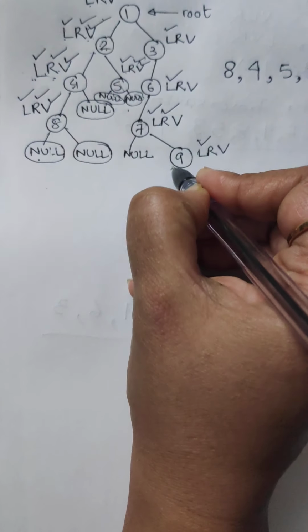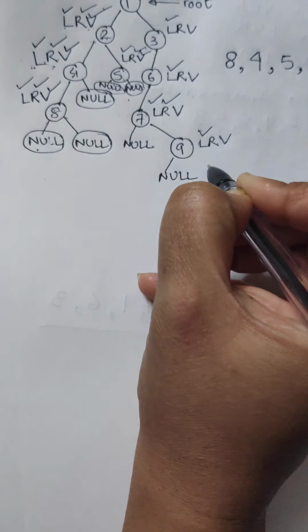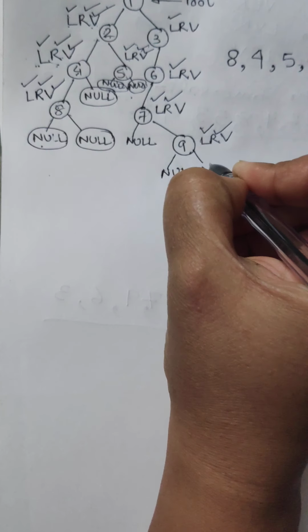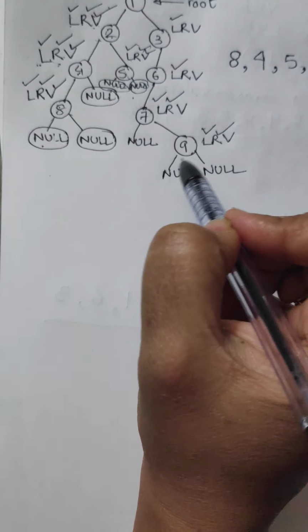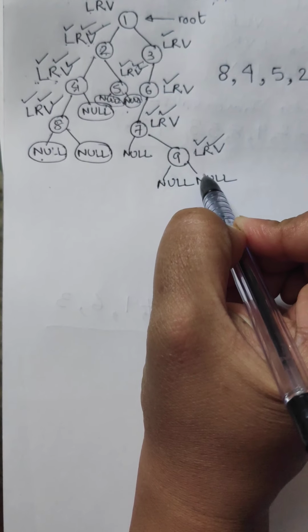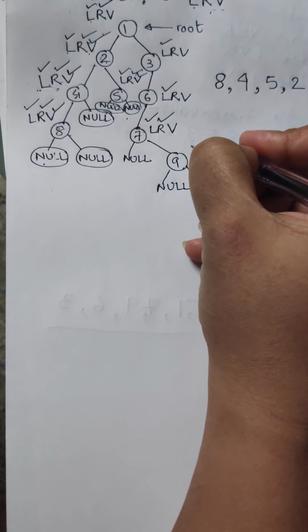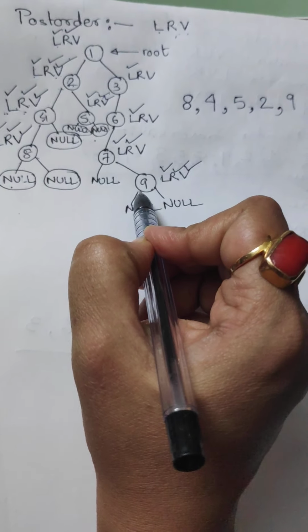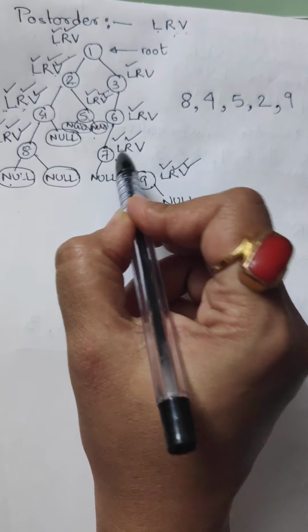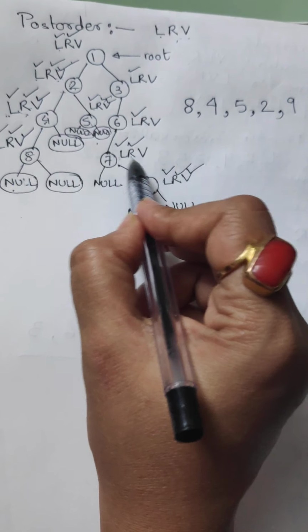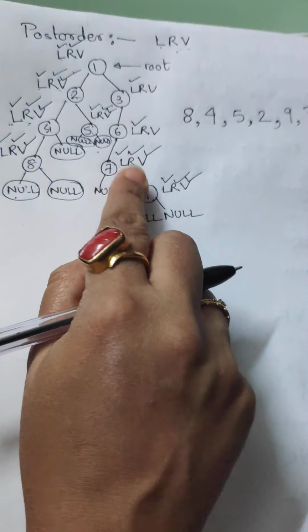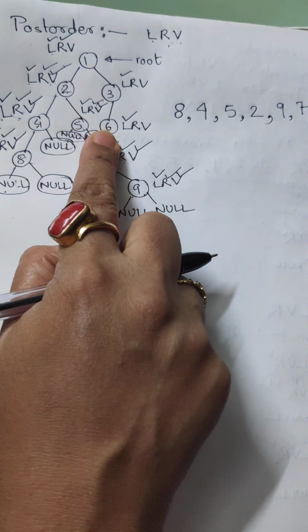L of 9 is null. So you come to the right hand side of 9. That is also null. After you are done with the left and right side of 9, you come and visit 9. And after visiting 9, you go back to 7. Left and right of 7 both are done, so you come and visit 7.